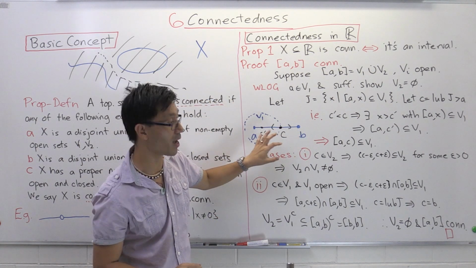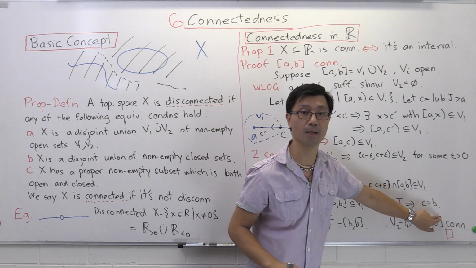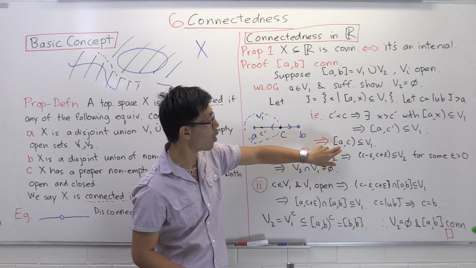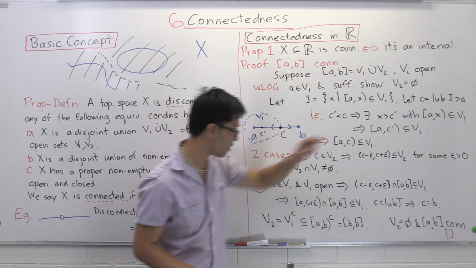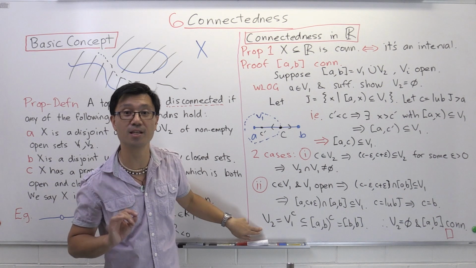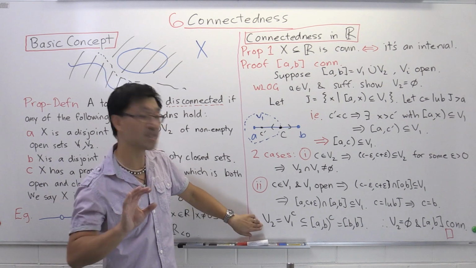So the conclusion from that is that C equals B. Okay, so now you have the half open interval A up to B is contained inside V1. And let's look at V2. We want to show that this is the empty set, right?